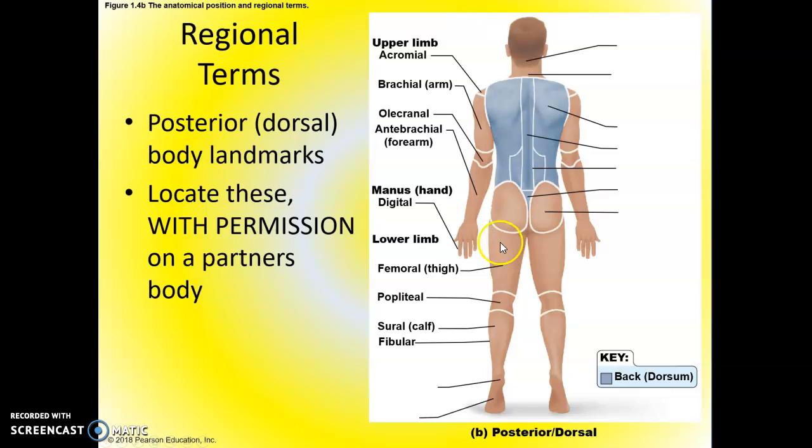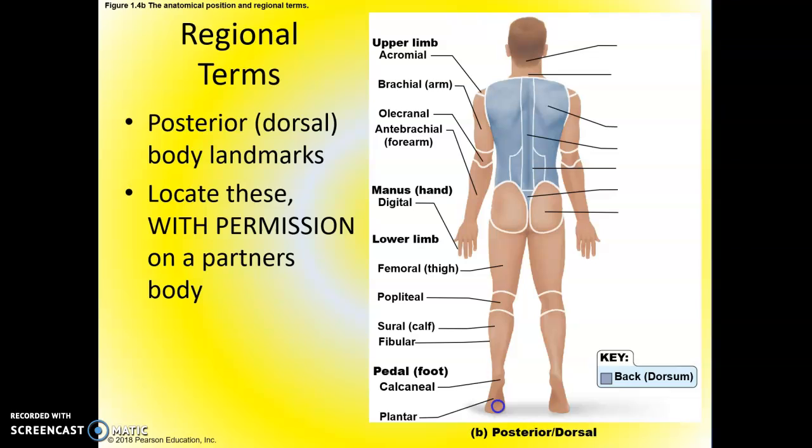Continuing down the leg, again we have the femoral region, or the thigh. The popliteal region refers to the back side of your knees. So if your knees bend, then that comes up, so that's the popliteal region. The sural region refers to the lower part of your leg. This is where your calf muscle is located. The fibular is again the outer edge of that. And then on the foot, your heel is known as the calcaneal region. And then the bottom side of your foot is the plantar region.